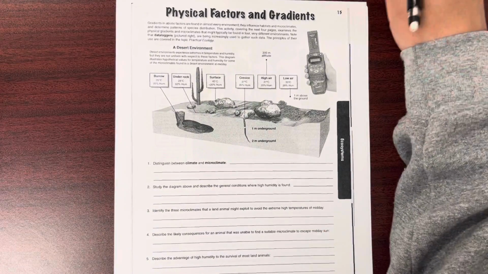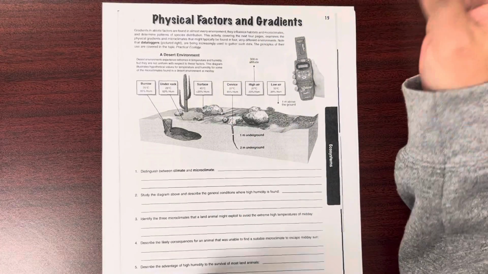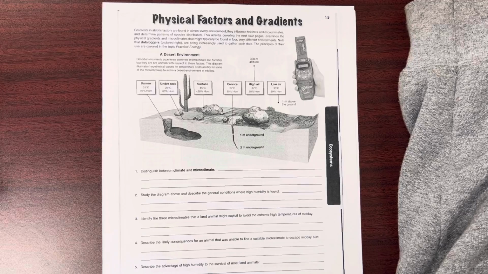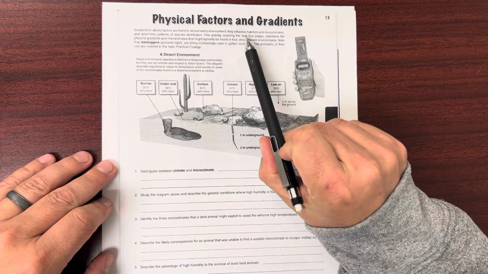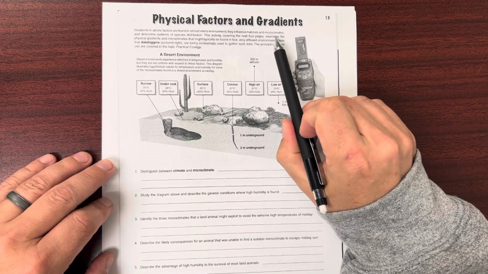Good morning. I just wanted to go over this worksheet with you a little bit. I think it's pretty self-explanatory, but that doesn't mean that we can't do a little bit of it together. So what it's talking about are environments, habitats, and microclimates.